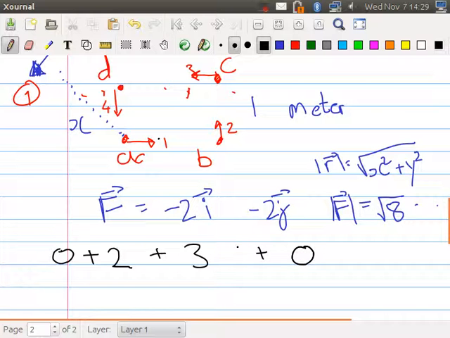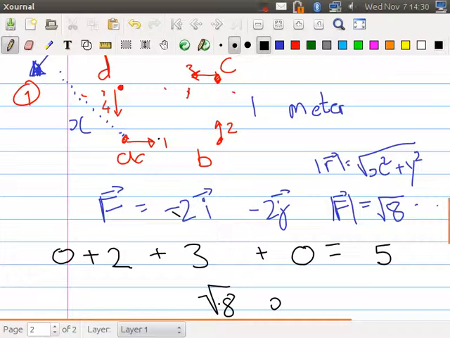Why is it 0? Because 4 multiplied by 0. So what's the total? 5. Now if I have only one force with distance x and magnitude root 8, what's the turning force of this single force? Root 8 multiplied by x.